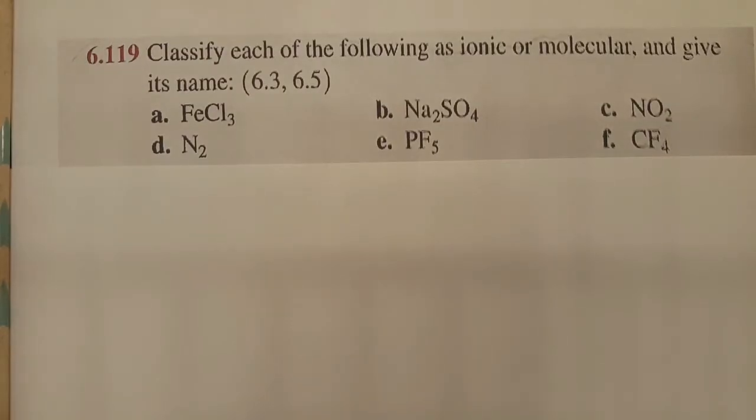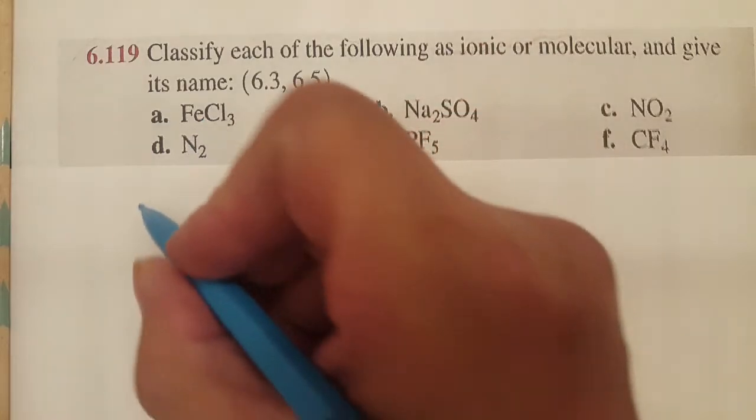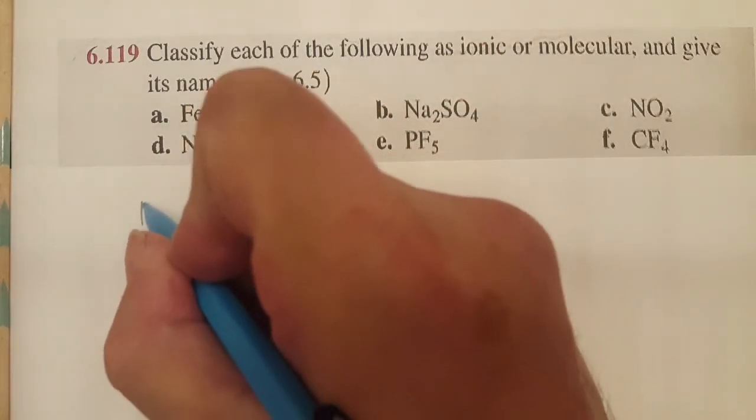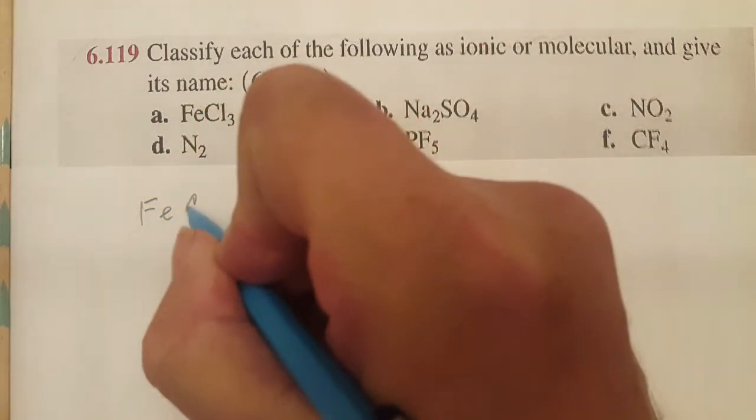Okay, let's answer the question here that can be found in your chemistry textbook, chapter 6. The question is, classify each of the following as ionic or molecular and give its name. So let's start with this one, FeCl3.